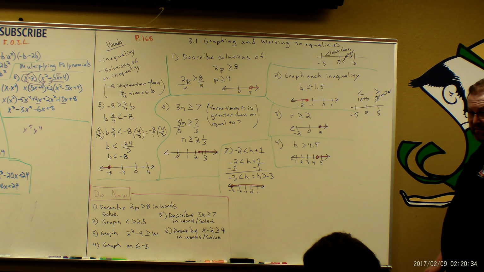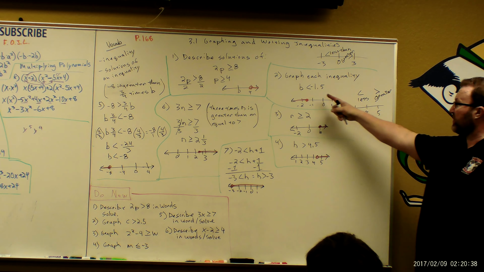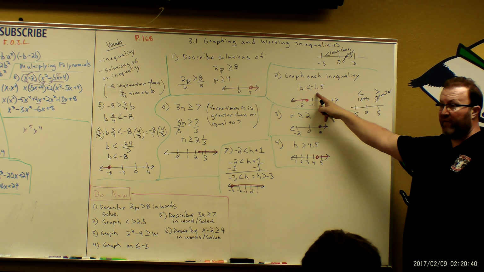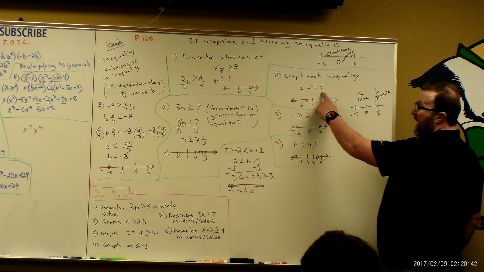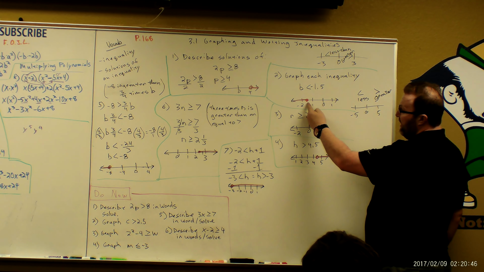Make sense? Okay. As far as solving, is there anything we need to solve in this problem? No, we're just having to graph it out, right? So we go to negative 1.5. There's our negative 1, there's our negative 2. It's going to be right in the middle.